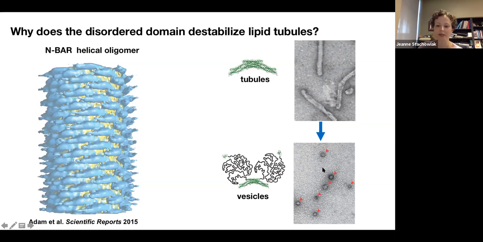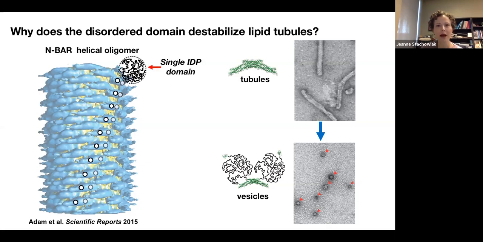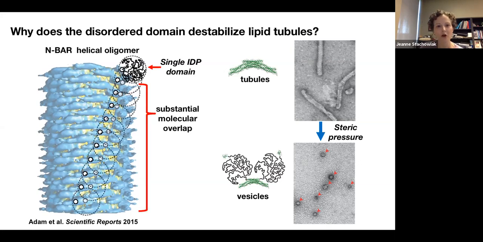This is really perplexing, but it makes a little more sense if you think about it in the context of this oligomer. Here's the oligomer that was solved in a recent paper, a beautiful structure. Think about where the disorder domains are. There are two of them on each dimer, so I've put them into this cartoon down one stripe along the helical oligomer. Then we measured their hydrodynamic radii using fluorescence correlation spectroscopy, so you can see about how much space one of them would take up. And if you draw them all down this stripe, you see the problem. They really don't fit. There's substantial overlap.